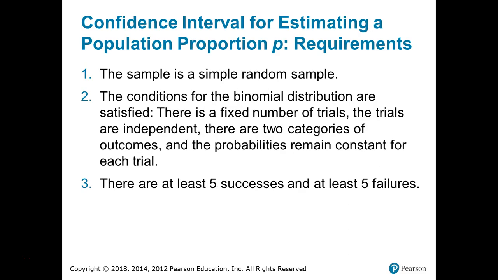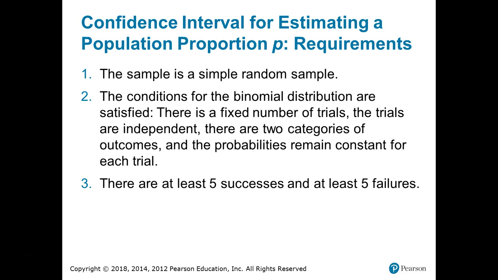Okay, so let's go through the steps that we just did. Confidence interval for estimating a population proportion. The requirements: the sample is a simple random sample. It cannot have bias. It must be good quality data. Two, the conditions for the binomial distribution are satisfied, meaning that there is a fixed number of trials. The trials are independent, meaning that they don't rely on one another. And there are two categories of outcomes. It is either a success or a failure. It cannot be both. Like in the previous example, you either smoke or you don't smoke.